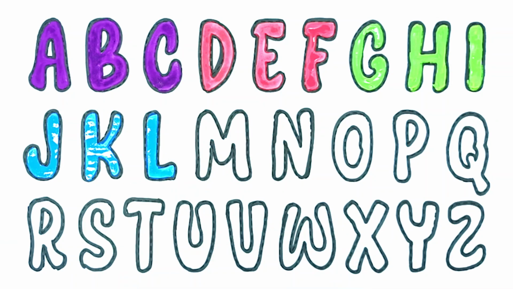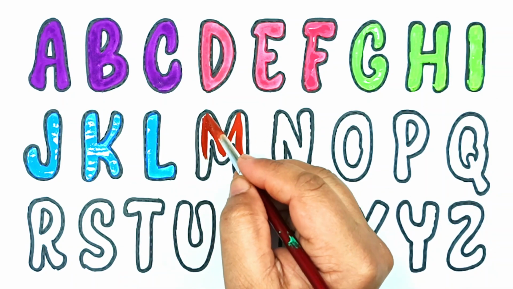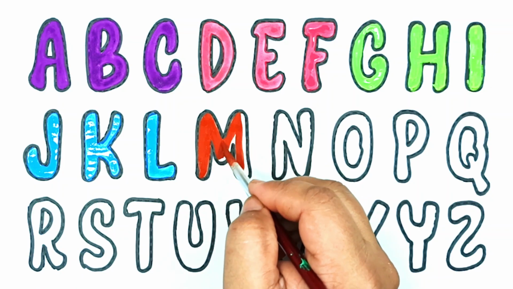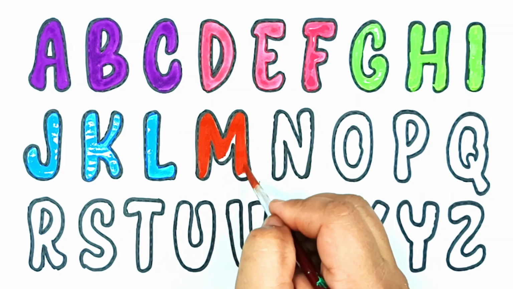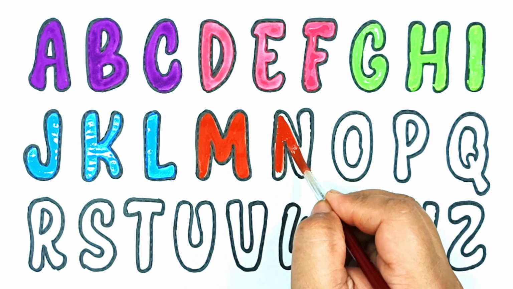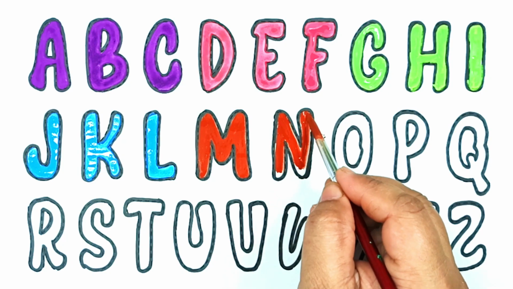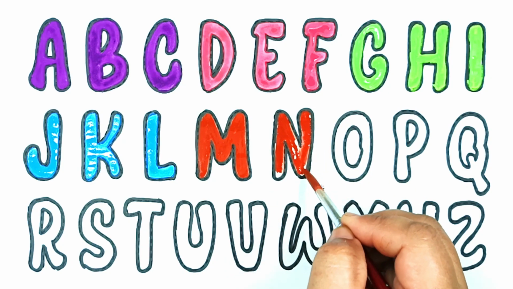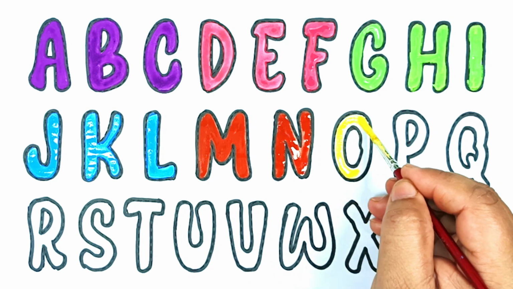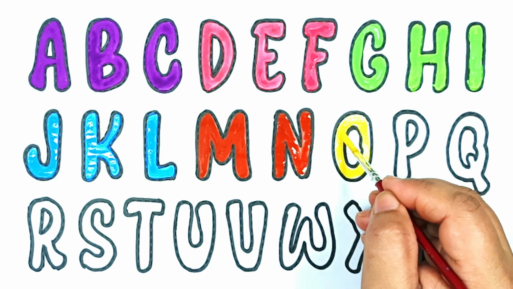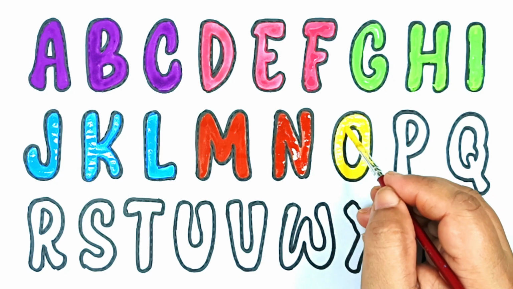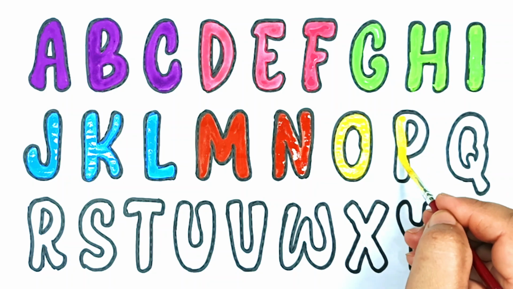L for lamb. Lost my partner, what'll I do? Skip to my loo, my darling. M for man. Skip to my loo, loo, loo. N for net. Found my partner, love is true. Skip to my loo. O for onion.